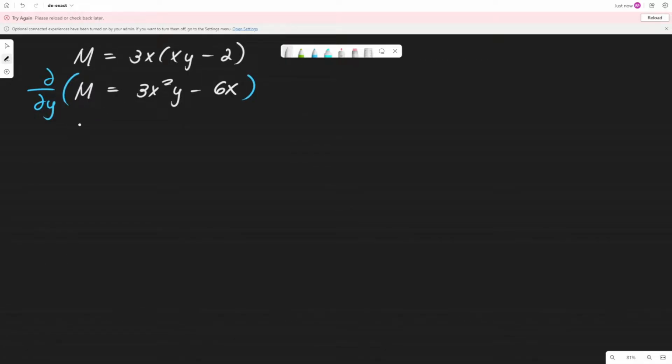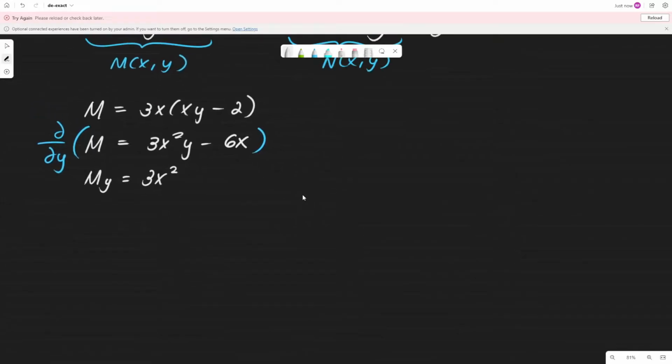So we will have M sub y, or M partial y, is equal to, what is the partial derivative of 3x squared times y? Remember, when we talk about partial derivatives, other variables indicated in the expression are not considered as variables but rather constants. In this case, the x squared is treated as a constant. So the derivative of y in respect to y is 1. So we have 3x squared times 1, or simply 3x squared. And the partial derivative of 6x in respect to y is equal to 0. We are talking about partial derivatives, not simple derivatives.